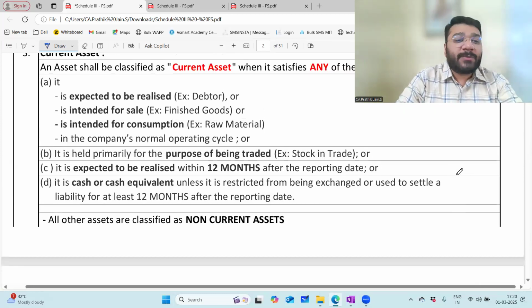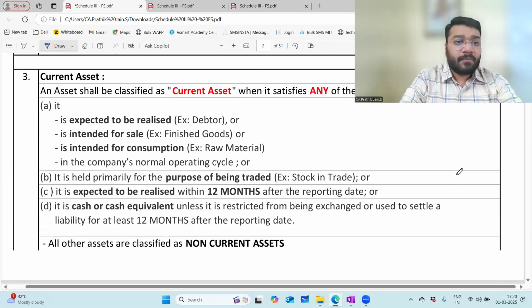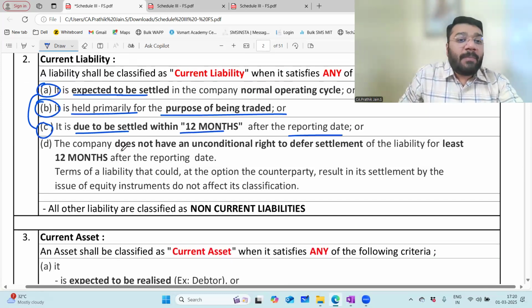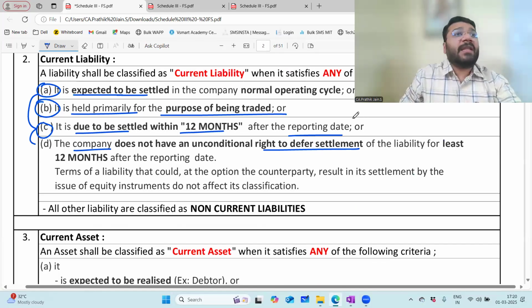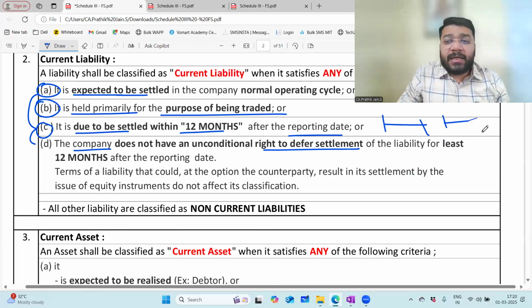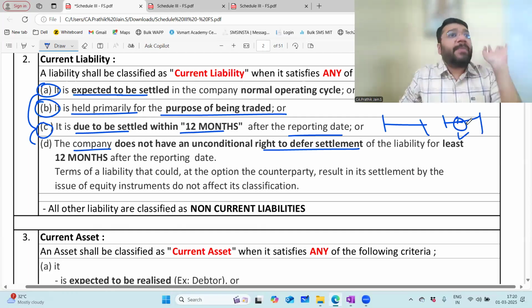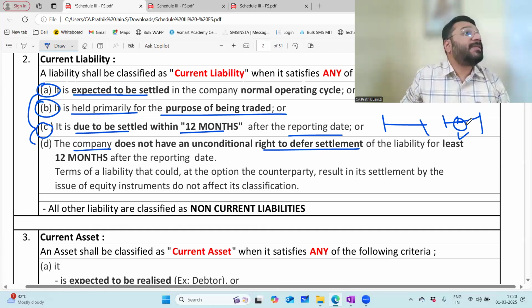Then we discussed the last point. The company where it cannot defer the liabilities. Means what is the difference between point number C and D? In point number C, they will tell you a due date on which you are supposed to make the payment. You have to make the payment on that date. You cannot defer it. That is point number C.